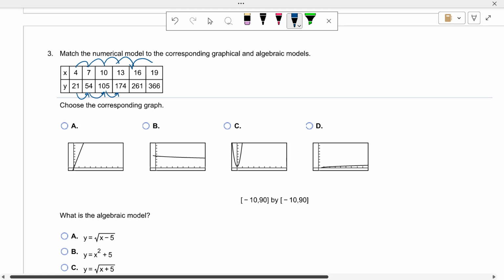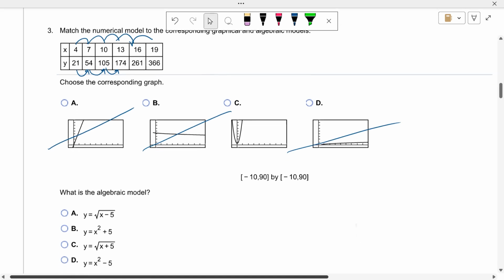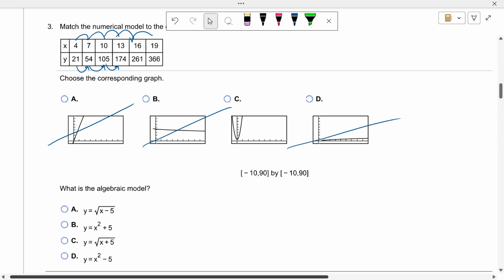Okay? Now, this is a straight line. That doesn't work. This is a line that kind of leveled out. That doesn't work. This is a parabola. That could possibly work. This is a square root function. That isn't going to work. So I'd say the parabola would work.